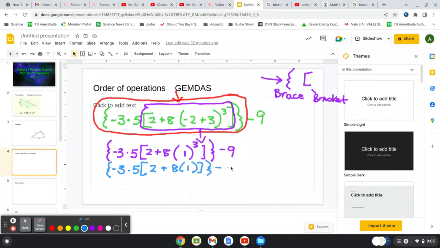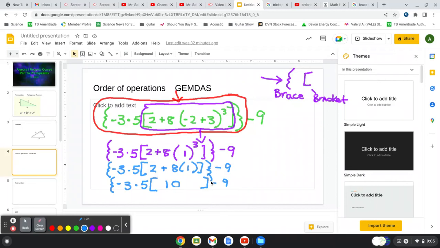All right, and moving along there. So now we have to get rid of this bracket. Very confusing, right? Go slow. That's why you go slow. All right, so in here we have 2 plus 8 times 1. So this is just going to be 2 plus 8, which is 10.